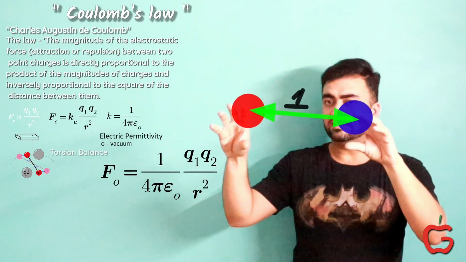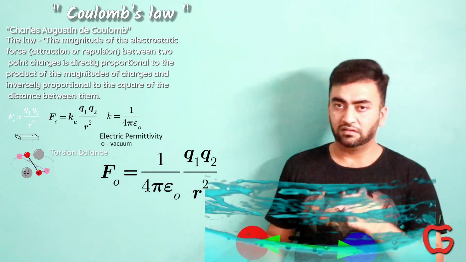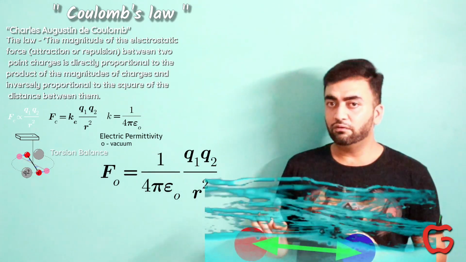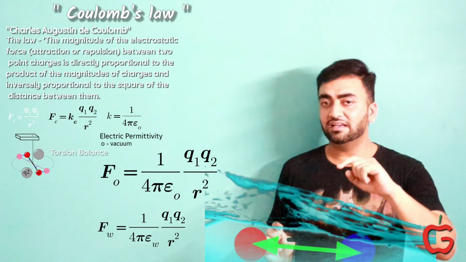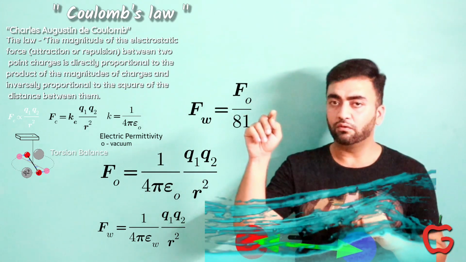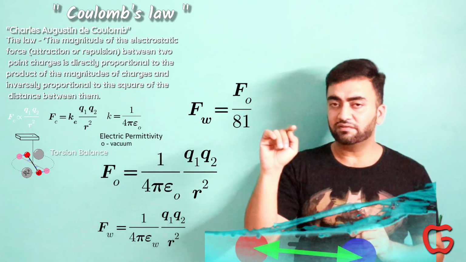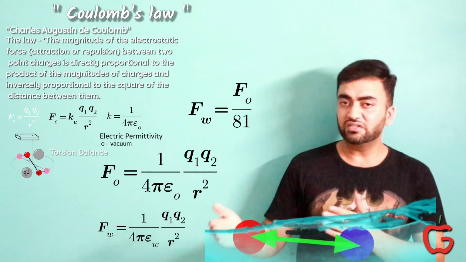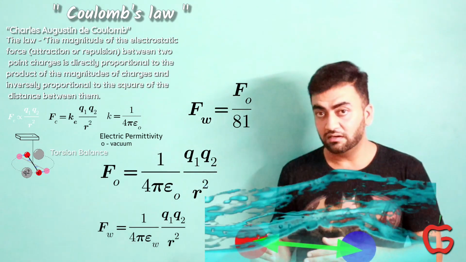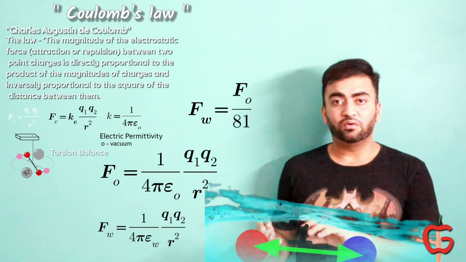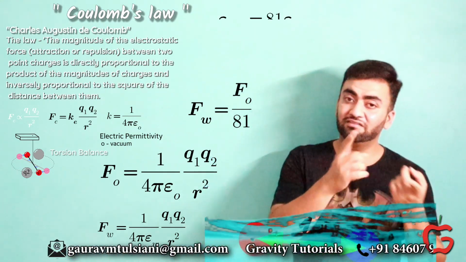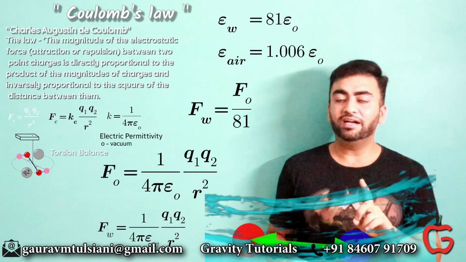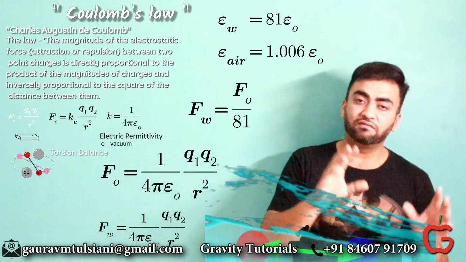Now, if this system is immersed in water, keeping the distance the same and the amount of charge the same, then the force Fw is 81 times less than the force F naught. If we write the equation, F naught is 1 by 4 pi epsilon naught Q1 Q2 by R square. Fw, that means force in water, is 1 by 4 pi epsilon Q1 Q2 by R square. Now epsilon for water is 81 times greater than epsilon for vacuum. Epsilon for air is 1.006 times greater than epsilon for vacuum.